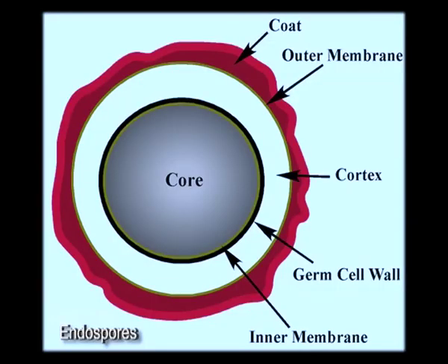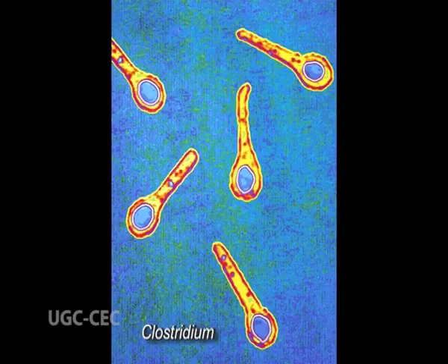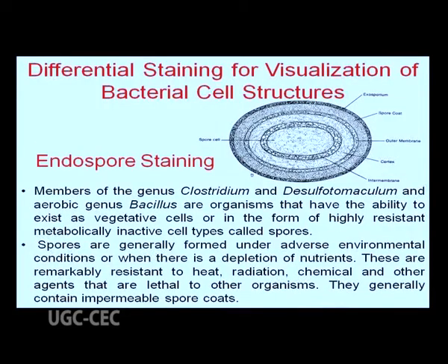Now, let us move to those kinds of differential staining which are used for visualization of bacterial cell parts. First, we will talk a bit about endospores, and then we will see how differential staining can be used for visualization of endospores. Endospores are formed by certain anaerobic genera like Clostridium or aerobic genus like Bacillus. Now, these endospores are generally formed inside the vegetative cells under adverse environmental conditions. Now, what kind of conditions? Like when there is a depletion of nutrients in the culture medium, or when there are adverse physical conditions like excess heat, excess chemicals, radiations. It leads to the formation of spores called endospores.